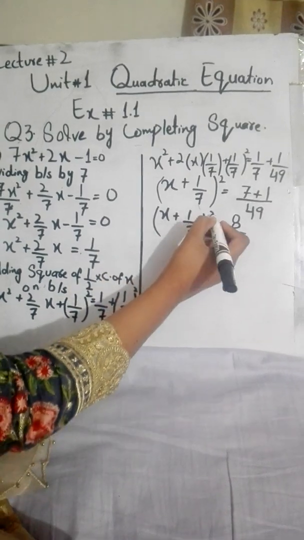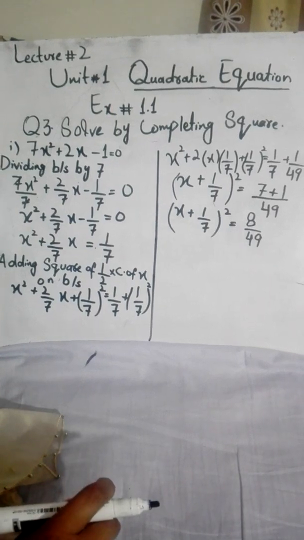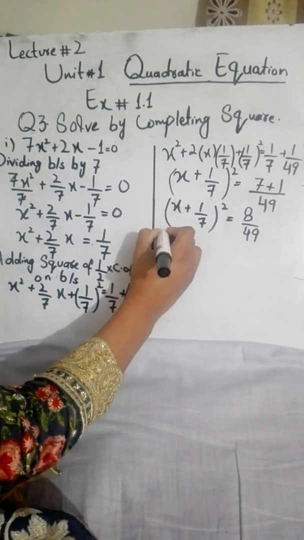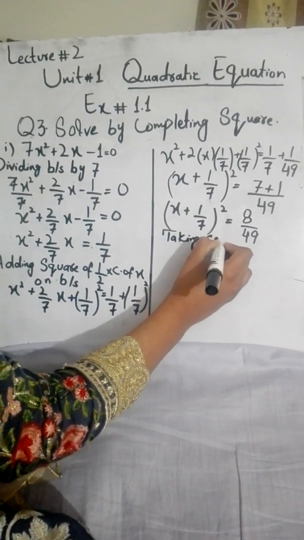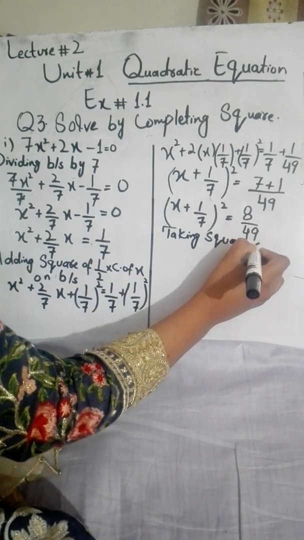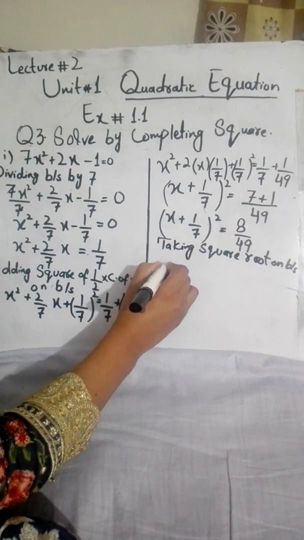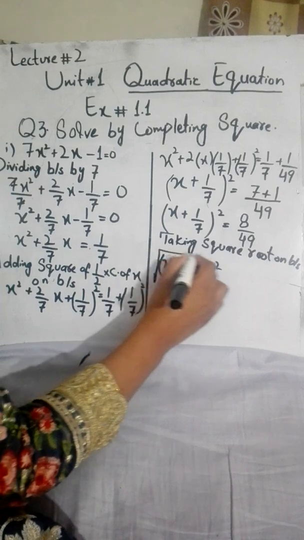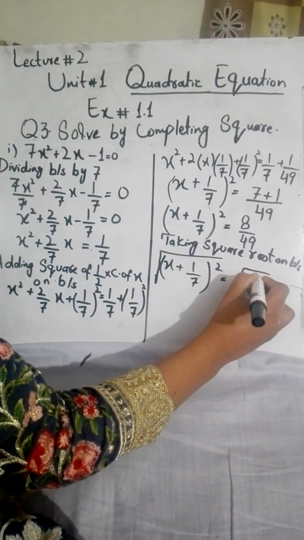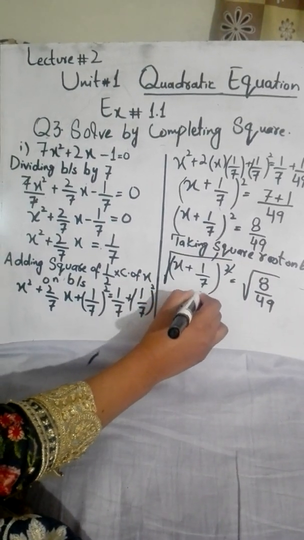Now the next step is we have to remove this square. So I am going to take the square root on both sides. It will become x plus 1 by 7 whole square root, and this will become square root 8 by 49. Square and square root will be cancelled out. The remaining equation will be x plus 1 by 7.